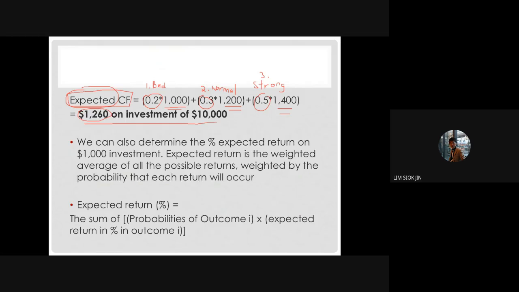1,260. Okay, so 1,260 is not saying that, oh, this year I open a bubble tea shop, I will surely earn 1,260 if I invest 10,000 to open a shop. I surely will make 1,200. No matter the business is good, bad, or normal, I will make 1,002.